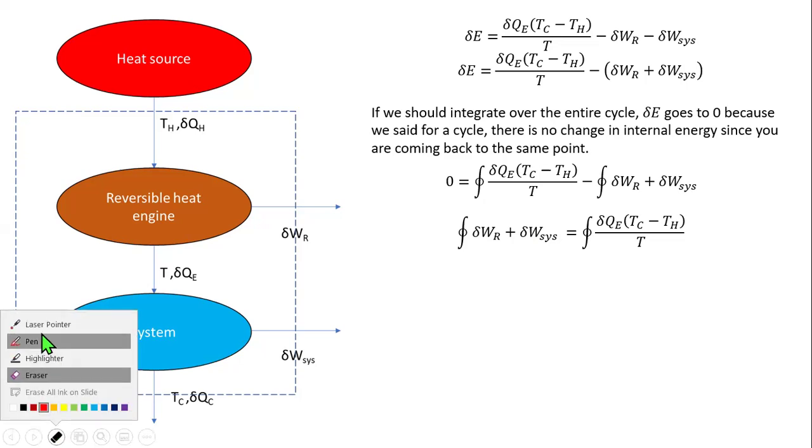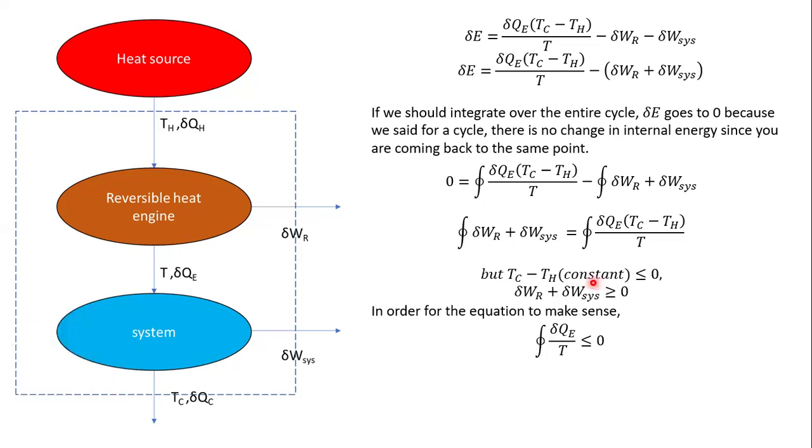Okay, so if we set TC minus TH, which is going to be a constant, less than or equal to zero, right? Because TC has to be less than or equal to TH. If TC is more than TH, then heat is being transferred in the other direction. So TC is colder than TH. That's why heat is transferred from the hotter part to the colder part. So TC is lower than TH, so that part is less than or equal to zero.